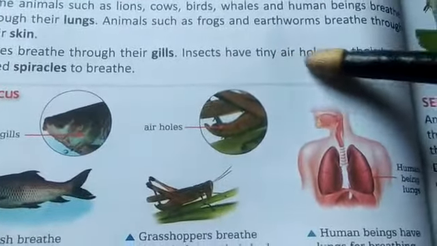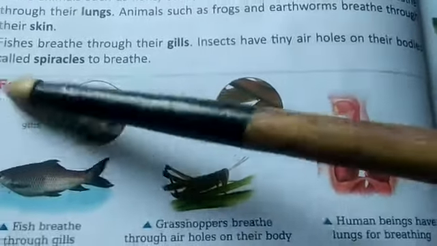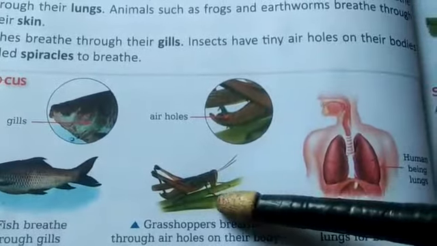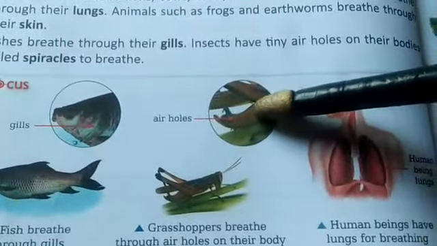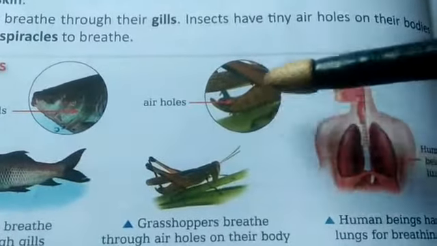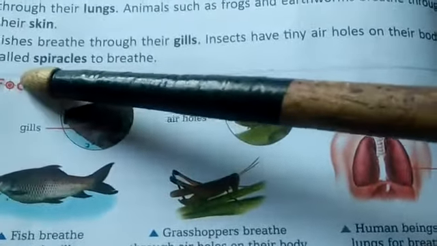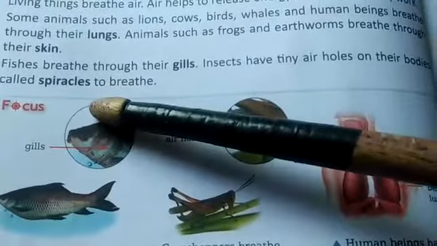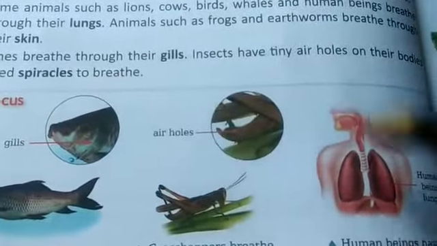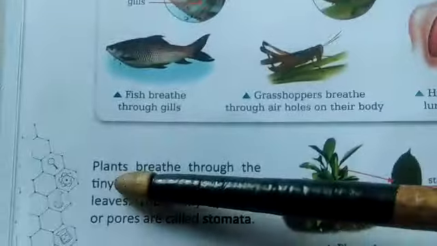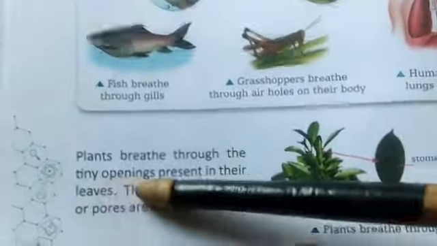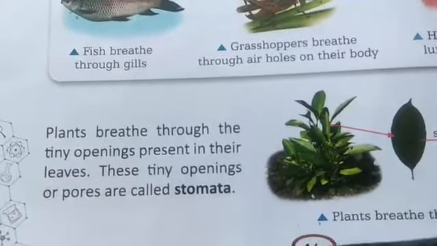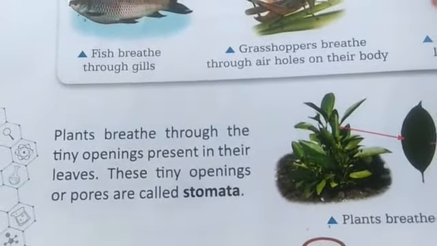Insects have air holes on their bodies called spiracles to breathe. You can see small holes here. These holes are called spiracles, and they help insects to breathe. Plants breathe through the tiny openings present in their leaves.